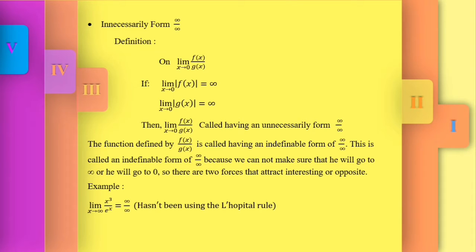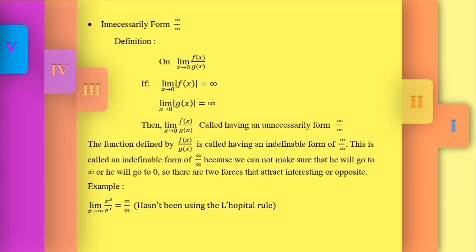The second point, the indeterminate form infinity over infinity. Definition: the limit as x approaches 0 of f(x) over g(x); if the limit of absolute f(x) equals infinity and the limit of absolute g(x) equals infinity, then f(x) over g(x) is said to have the indeterminate form infinity over infinity. It is called indeterminate because we cannot be sure whether it will go to infinity or to 0. So there are two opposite possible outcomes.